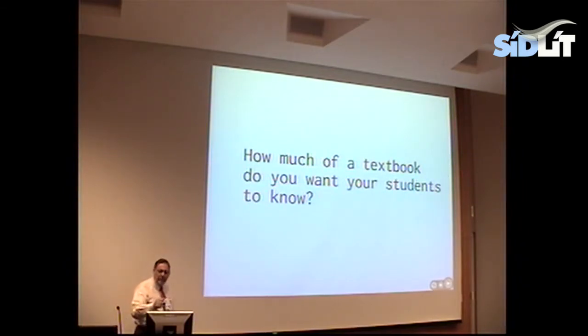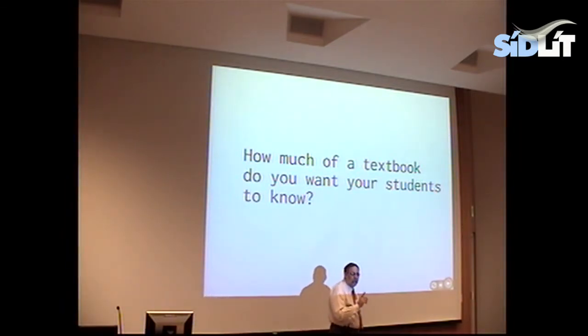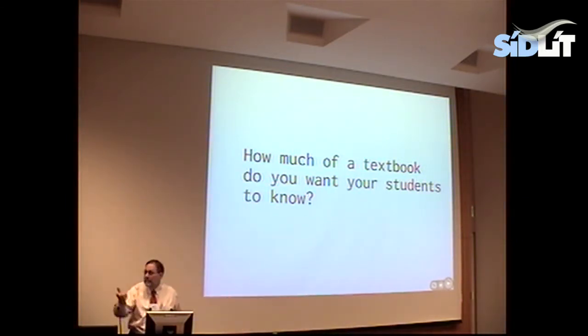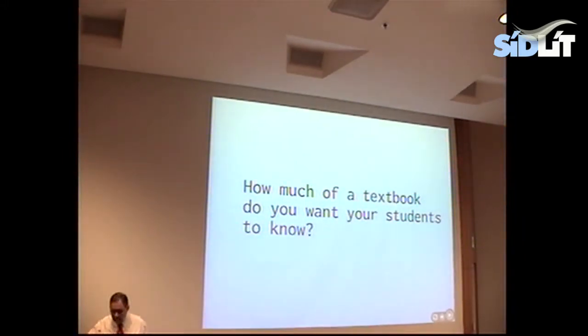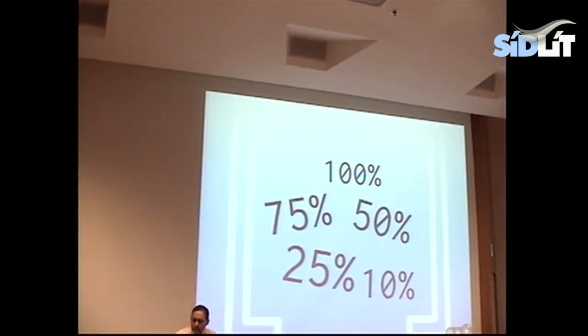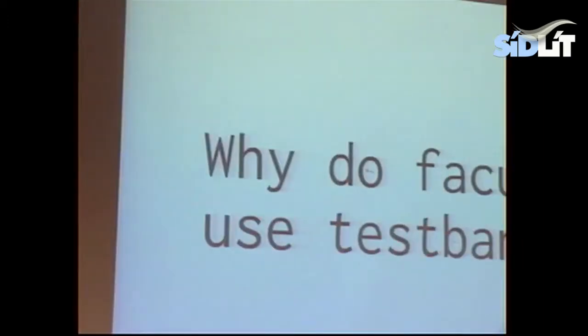How much of a textbook do you want your students to know? Pardon? All of it. You want them to know everything in that textbook. Anybody disagree? Anybody have another number? Whatever you want them to know at that point in time. You can want them to know 100%, 75%, 50%, 25%, 10%. The problem is that the textbook really determines the course.